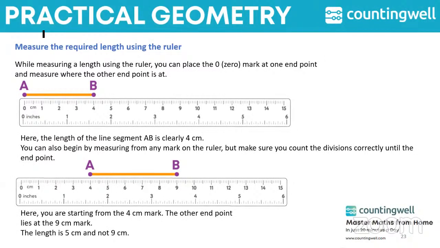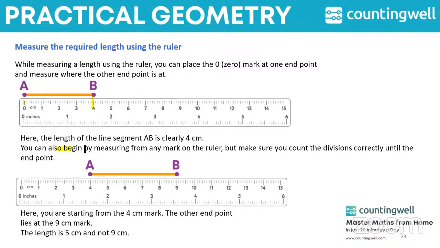Next, let us see how you will follow the steps while measuring the required length using the ruler. For example, you have to measure the line segment AB. You have to place the 0 mark at one end point of that line segment and measure where the other end point is. So you can clearly see the other end point is at the mark 4. So the measure of the line segment AB is 4 centimeter.